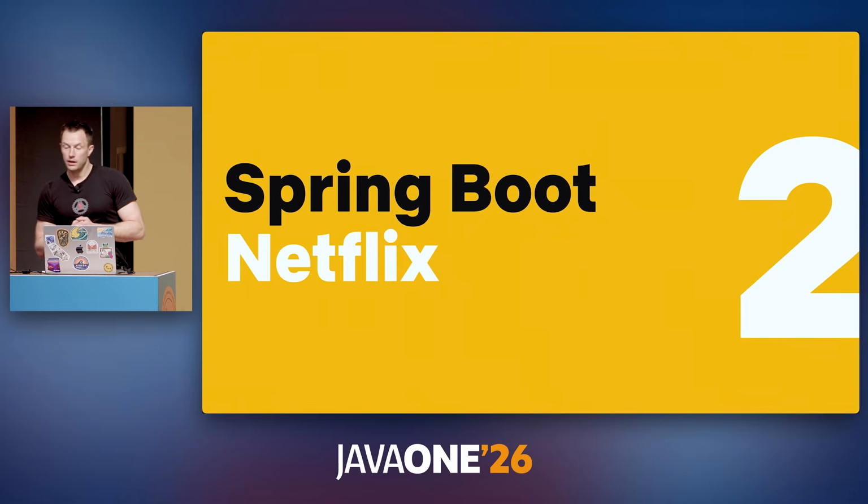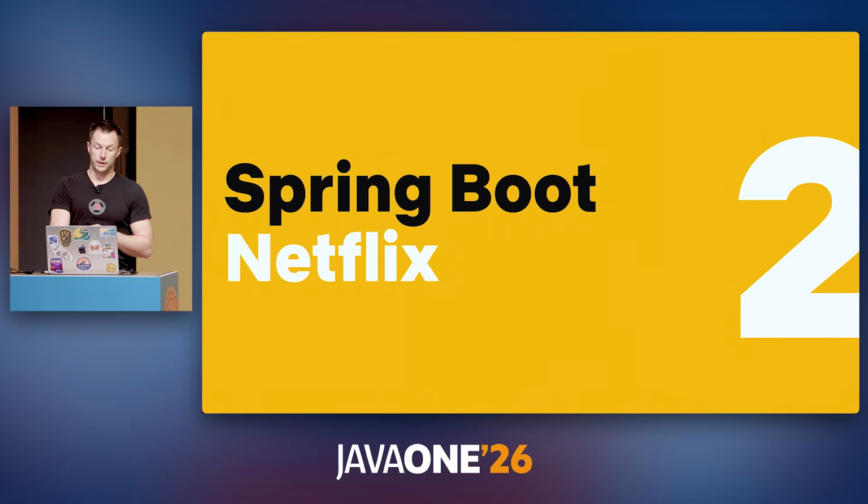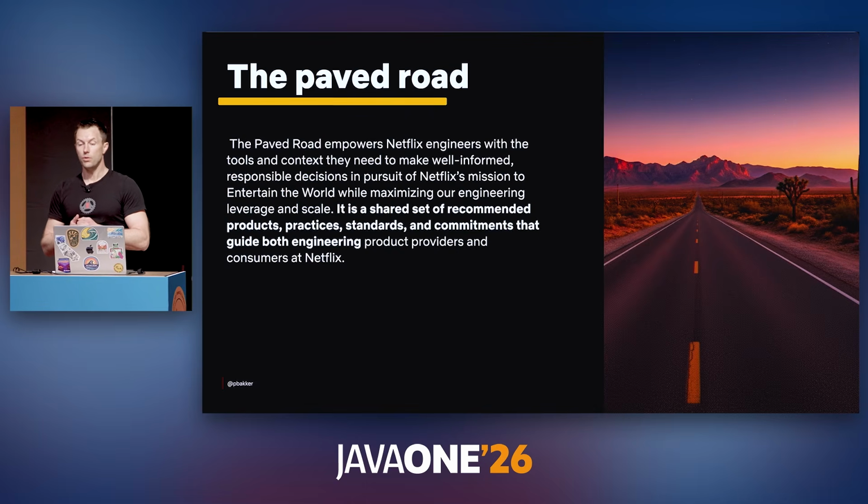OK, we have seen where Java is being used, which is pretty much everywhere in the backend. Now we're going to talk about how we're using Java. And first off, we're going to talk about the use of Spring Boot. So Spring Boot is basically our standardized developer platform.